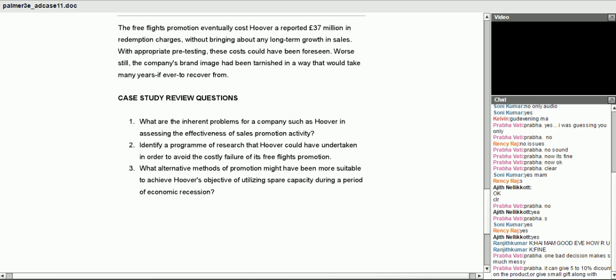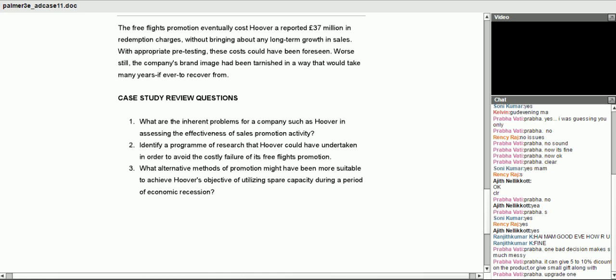It can give 5 to 10% discount on the product or give a small gift along with that. Okay, that could be one of the ways. What else they could do? They could use that spare capacity to manufacture a similar kind of a product, maybe a little handy one, like a vacuum cleaner is too big in size. They could make a small duster or something like that, and they could offer it as a free product along with that vacuum cleaner. Then it might have been a favorable decision, isn't it?